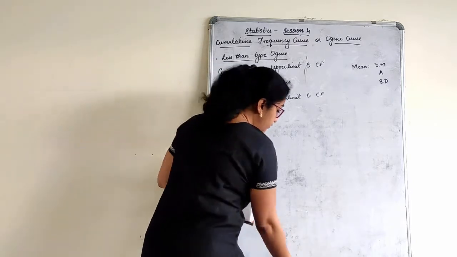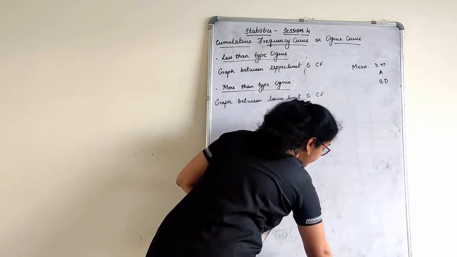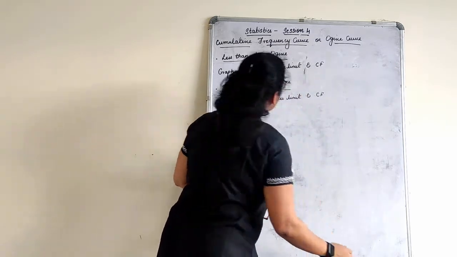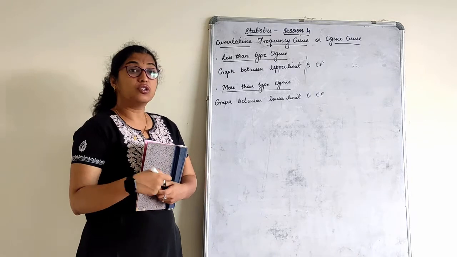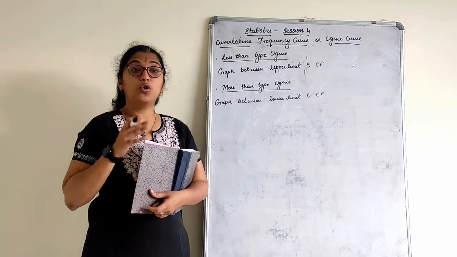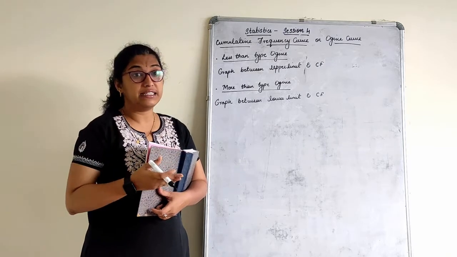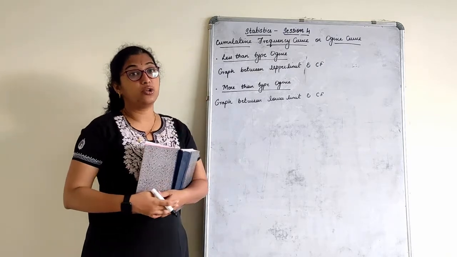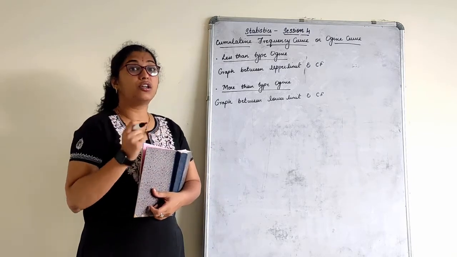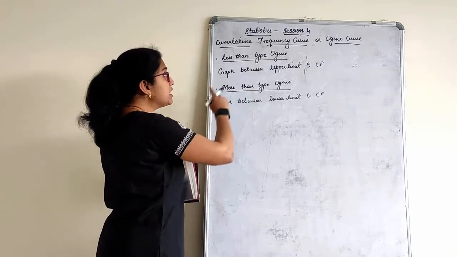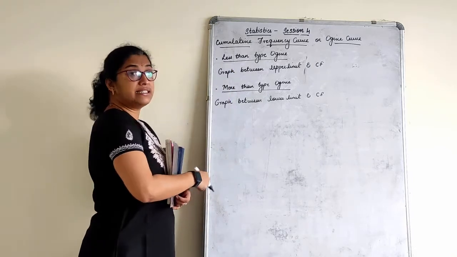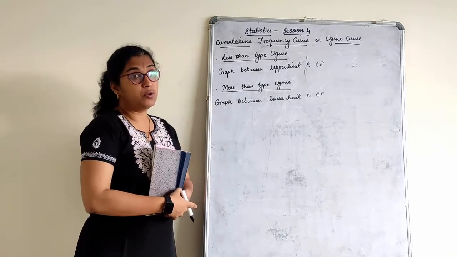So in today's session we will study about ogive. Ogive is nothing but a cumulative frequency curve, or an ogive curve, what we say. This curve is plotted between the upper limit or the lower limit of the given class interval with respect to its cumulative frequencies. When we talk about a cumulative frequency curve or an ogive curve, there are two types of graphical representation in this. The first one is less than type and the second one is more than type.